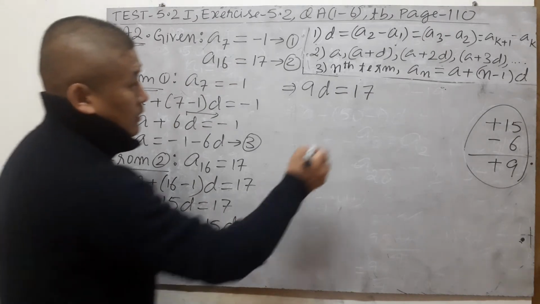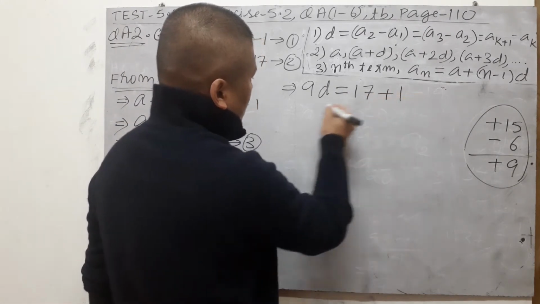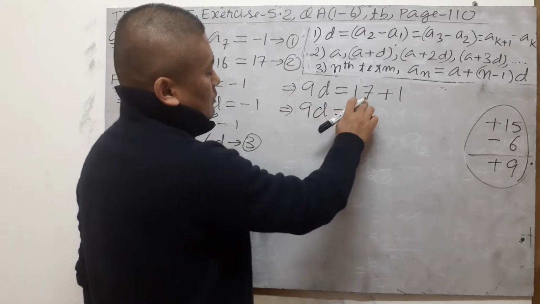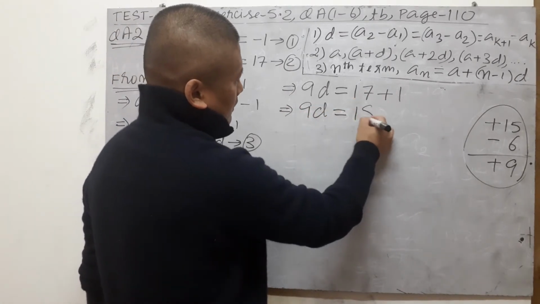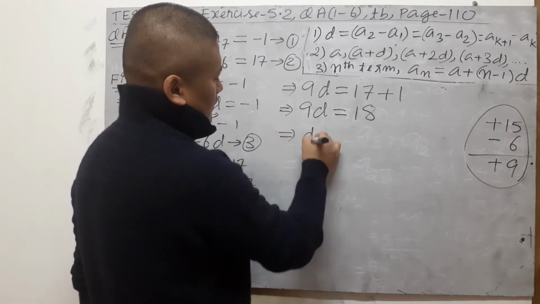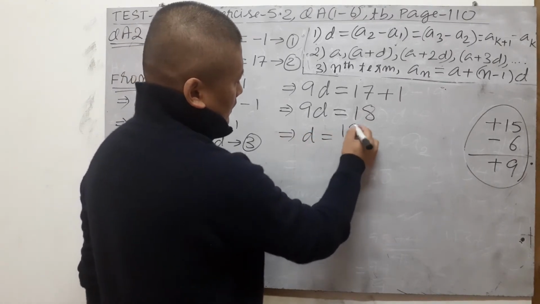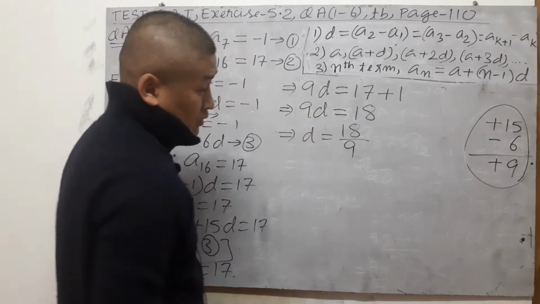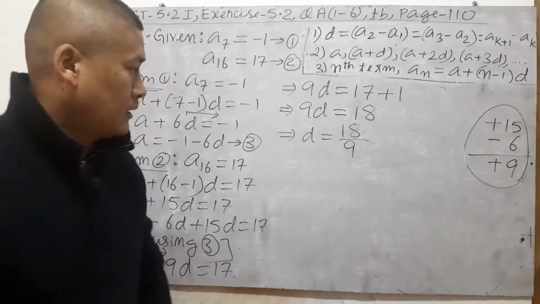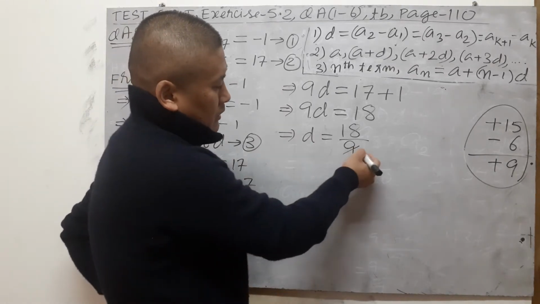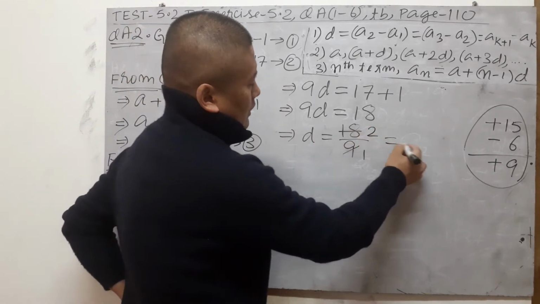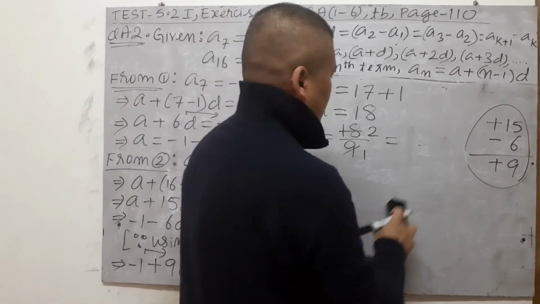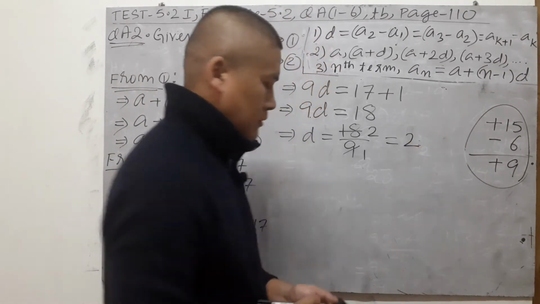the right side and it becomes +1. So 9d will be, this is quite simple, 17 plus 1 is 18, and then d equals 18 divided by this 9, which comes to the denominator when we shift to the right side. You can easily cancel by 9: 9 ones are 9, 9 twos are 18, so d value is 2 by 1, and we may as well just write 2, because 2 by 1 is 2.